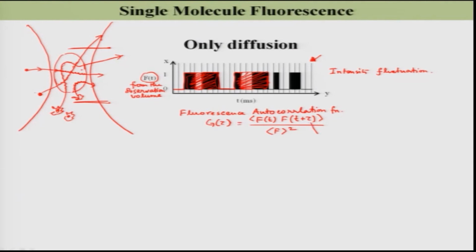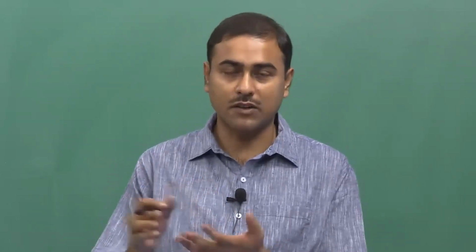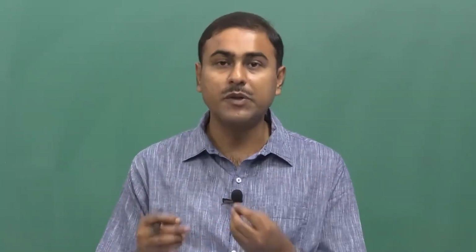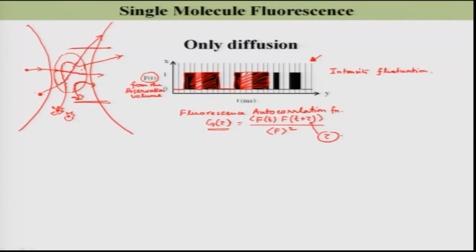Now, if you change this tau value, the fluorescence intensity at time t and time t plus tau will be very similar if tau equals 0. That means the fluctuation will be very similar, because F(t) and F(t) are the same, right. But when I change tau from 1 tau to 2 tau, say 1 microsecond, 2 microsecond, 10 microsecond, then the self similarity will be lost, and you will get a lower value of g tau. So g tau will start from a high value, and it will ultimately go to 0 when the value of tau is very large.